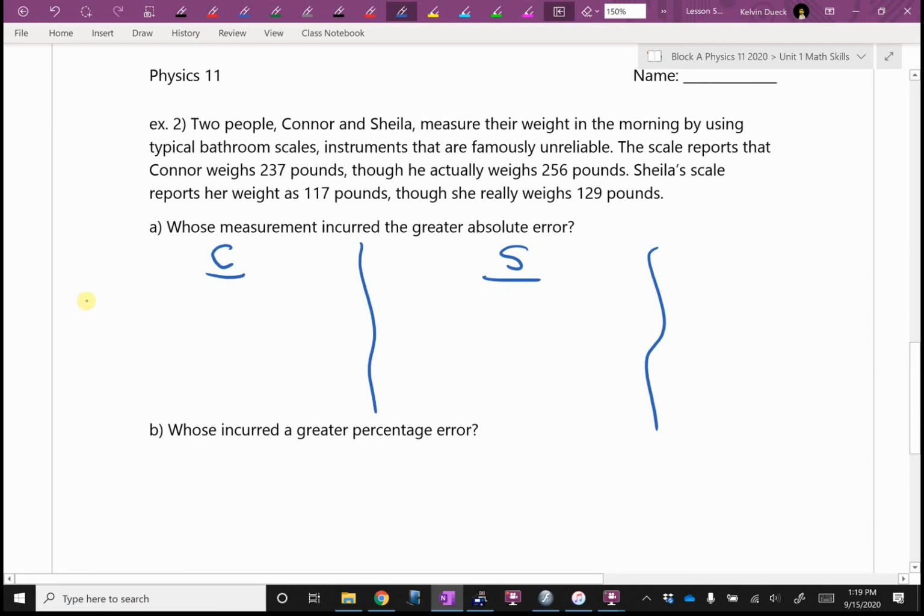So Connor's error is going to be 256, take away 237. 19? Double check me. Yes? What's the abbreviation for pounds? Why LB? What's that got to do with pounds? By the way, LB is falling out of favor because we now have a pound key that we call a pound key. You also call it a hashtag. So anyways, you can also abbreviate pounds like that.